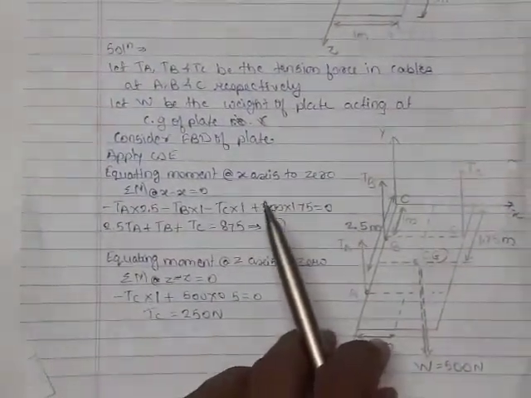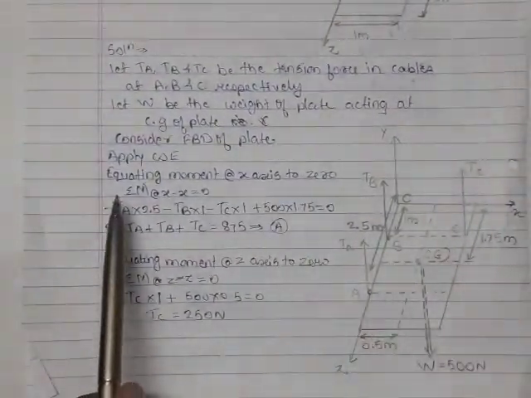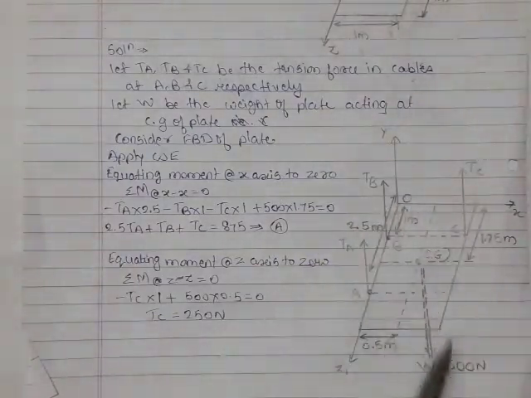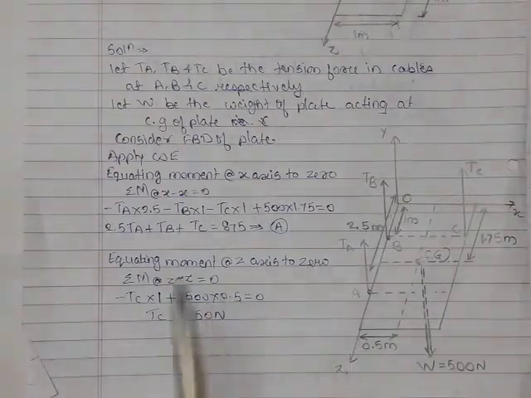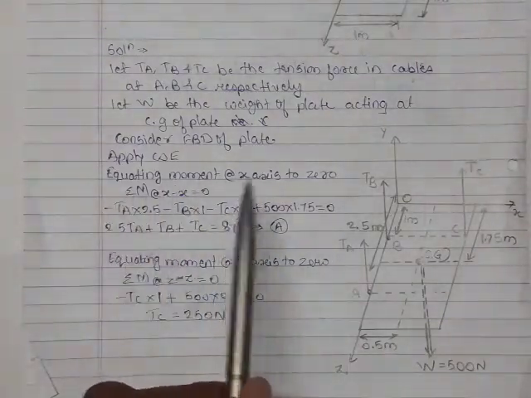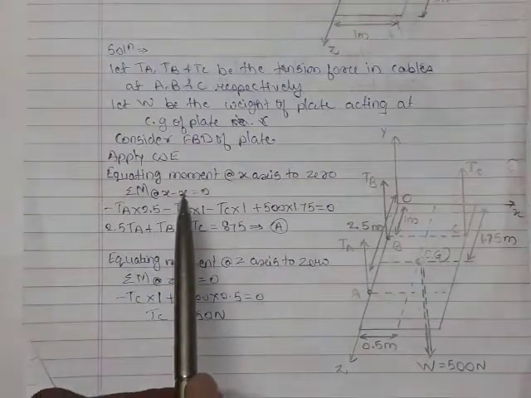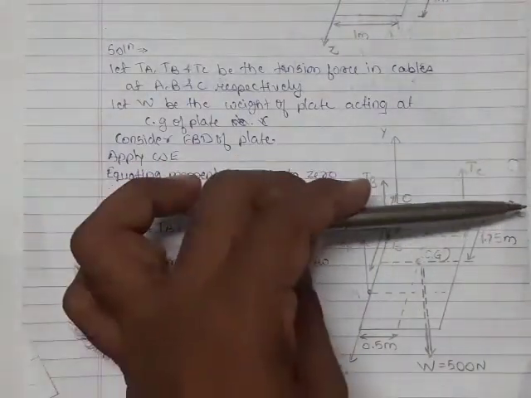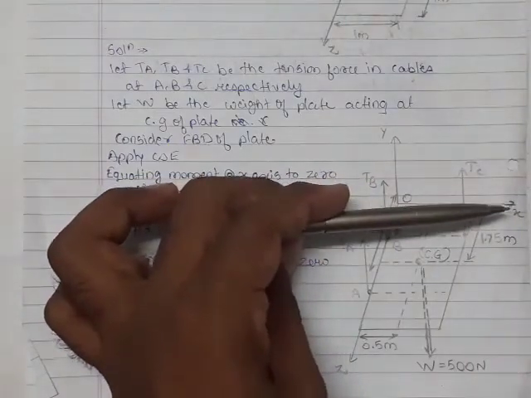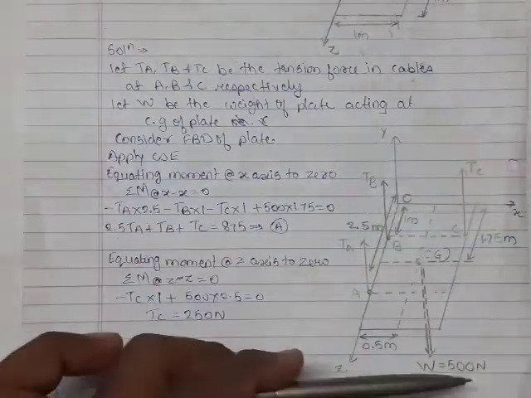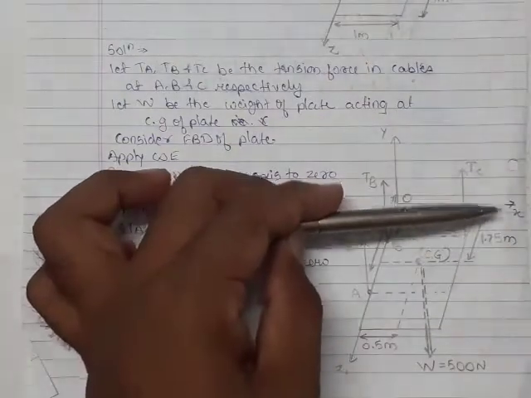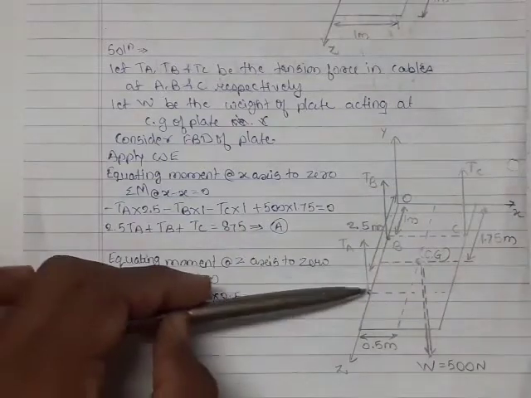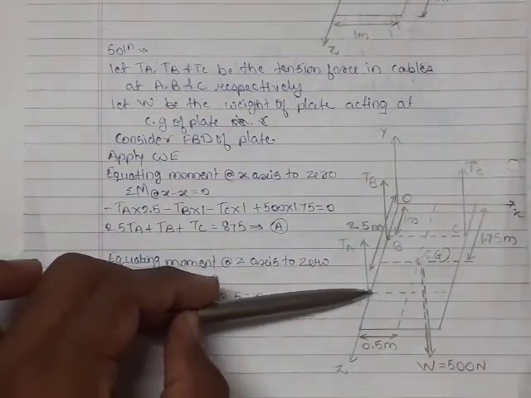So here we are assuming that the system is in equilibrium, meaning these 3 tension forces and the weight are in equilibrium. So we can apply the condition of equilibrium. Summation of moment of all forces about the x-axis is equal to 0. Moment in this direction is taken positive, moment acting in this direction is taken negative. So here we are taking moment due to TA force as negative.